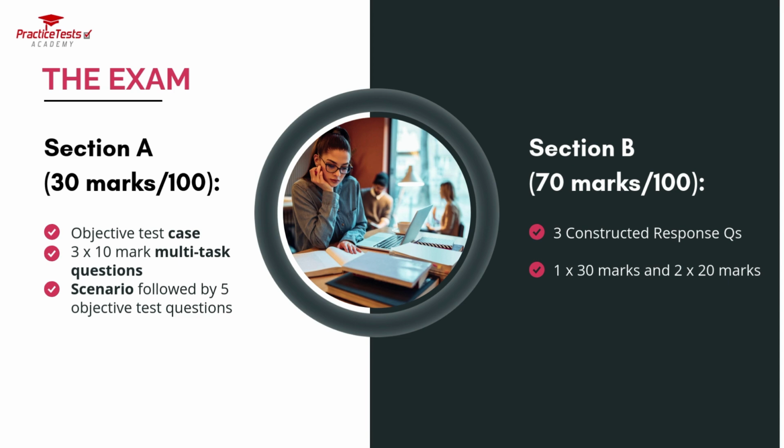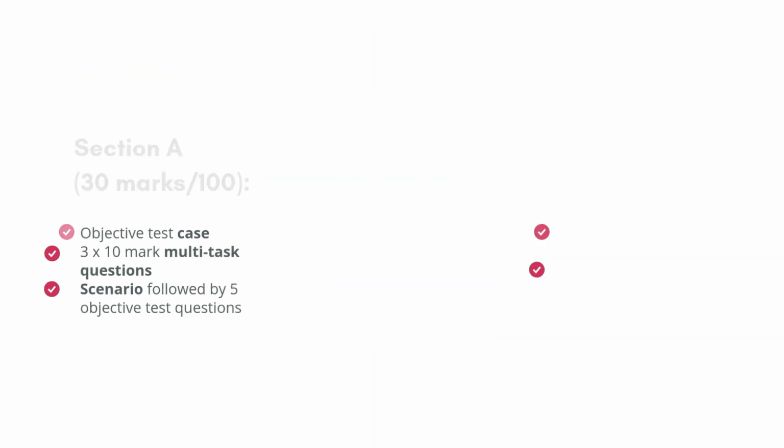So section A, here you have the same multiple task questions. So basically what you have here, you have 3 objective test scenarios. So you may have multiple choice, multiple response, drag and drop, ordering type of questions, drop down, etc. In section B, you have 3 constructed response questions. You have 1 question that covers 30 marks and 2 for 20 marks. I think the best way here will be just to show you the screenshot directly taken from the syllabus so that you can understand what I'm talking about.